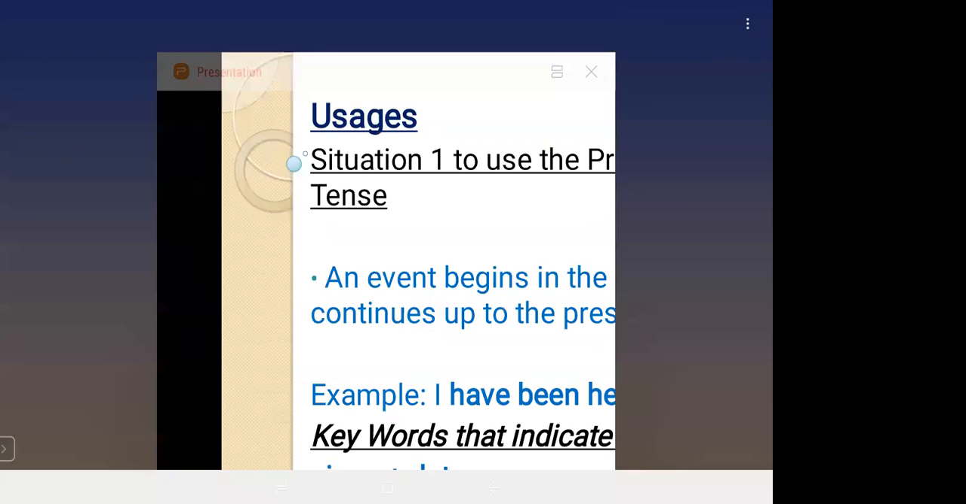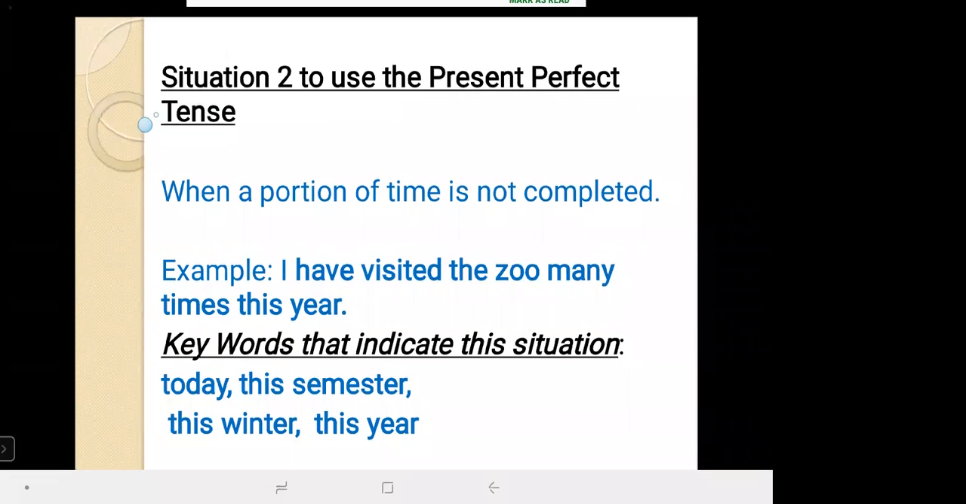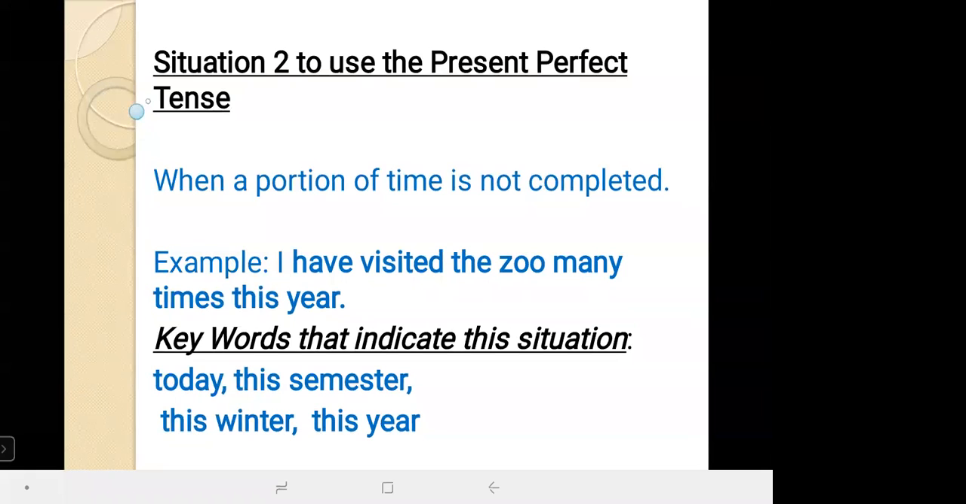The second one is we use the present perfect tense when a portion of time is not completed. A portion of time means, for example, this year. The year has started and we are in the second month in the Ethiopian calendar, which means the year is not complete yet. And let's say you've done some kind of action or activity 3 times or 4 times until now, which means you may do it sometime after now and repeat that action again, but the portion of time is not completed. The time that you specify is not completed.